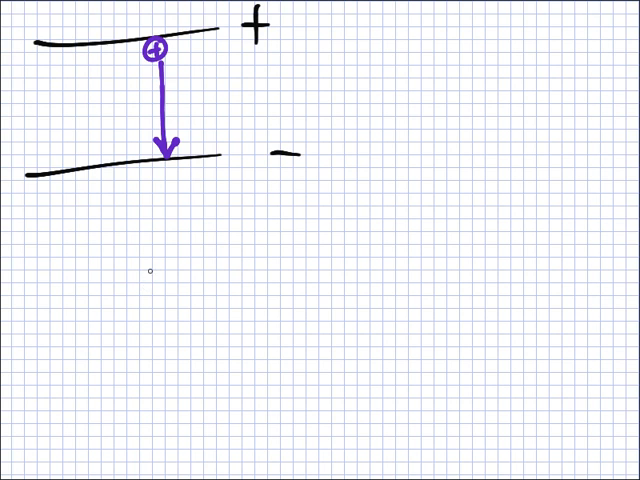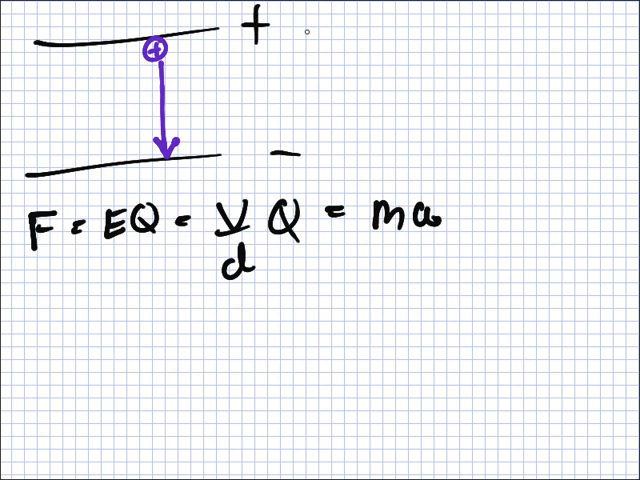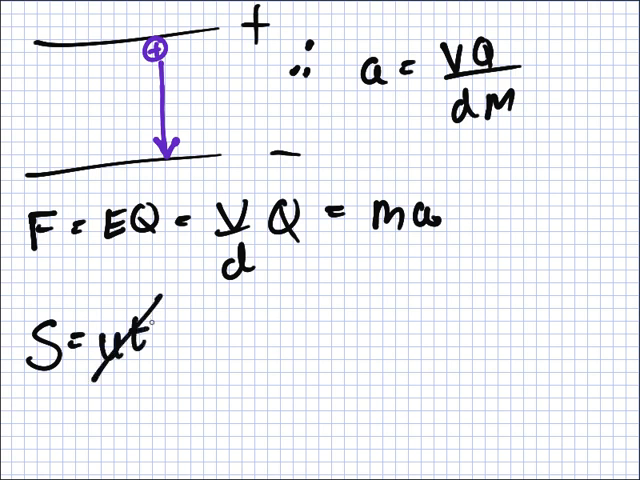Let's have a look, guys. Well, we'll do it now, anyway. So, F equals EQ, right? And E is V over D times Q. Okay? So far, okay? And F is also equal to MA. Therefore, A equals VQ over DM. But you also know that S equals UT, which is 0, plus a half AT squared.